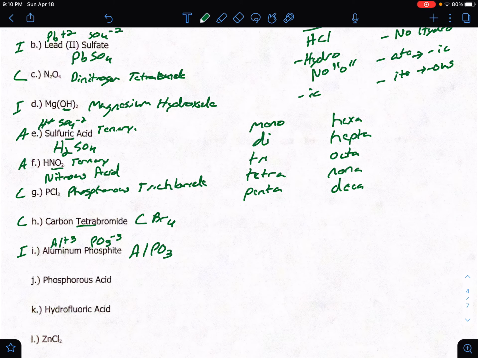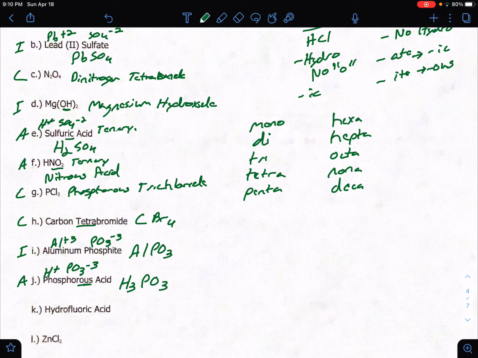Phosphorous acid. Okay, so I know acids always start with an H, and this is an acid. And then phosphorous acid, that means I'm dealing with phosphite. Okay, so this is PO3 with a -3. So these aren't balanced, so I'm going to do the crisscross, so that means I need 3 hydrogens and only 1 phosphite.